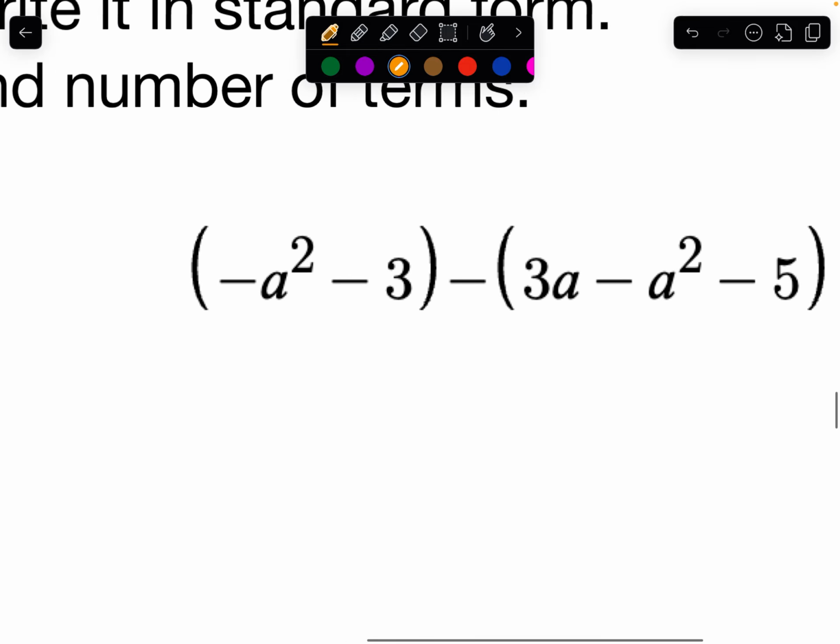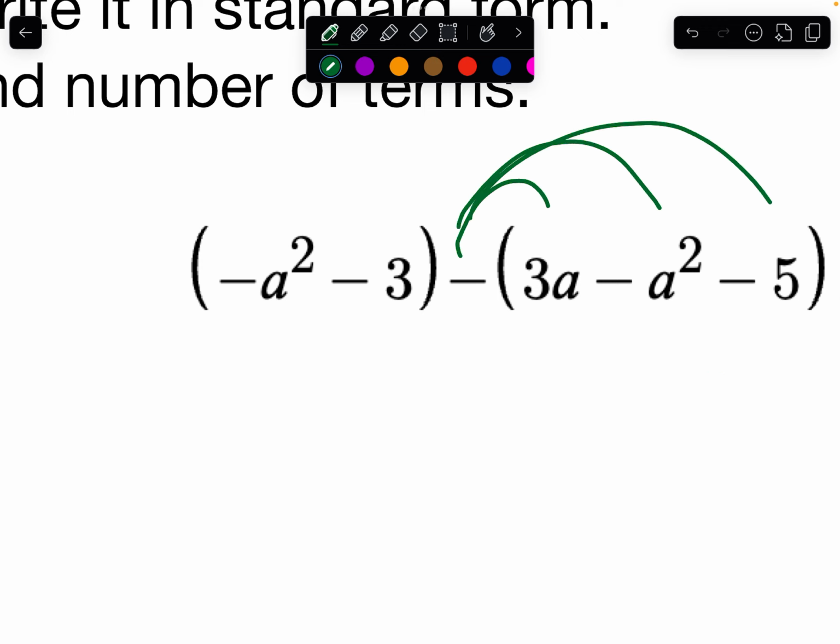Here on the right-hand side, we've got to be a little bit more careful. We do have a subtraction problem here, so now these parentheses are actually relevant. Let's take this minus sign and distribute it across here. So then we have negative a squared minus 3, now minus 3a. This is a negative times a negative a squared, so a positive a squared. A negative times a minus 5, so that's a plus 5 there.